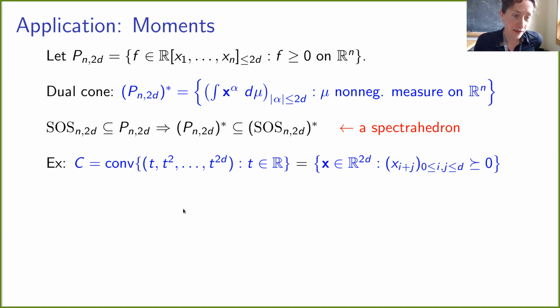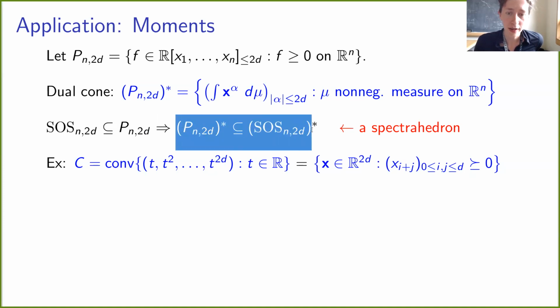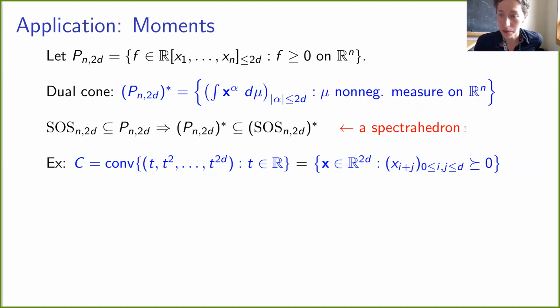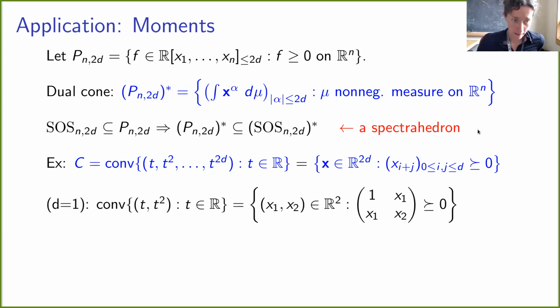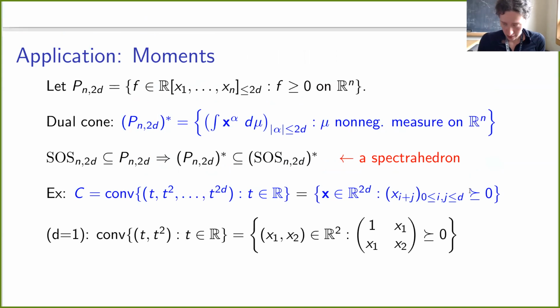So in fact, if you're in one variable, then there's an equality between these two things. Every non-negative polynomial in one variable is a sum of squares. And so you get an equality between these two things. And in particular, you can write it as a spectrahedron. For example, if I take the convex hull of just t squared as t goes over R, that's a parabola. The convex hull will be the stuff above the parabola. This is a spectrahedron. This is the set of x1, x2 so that this little matrix is positive semidefinite.